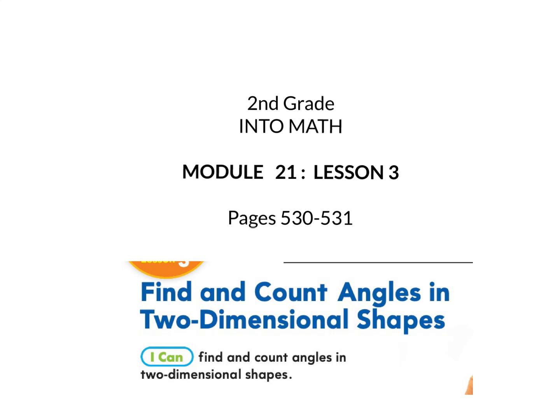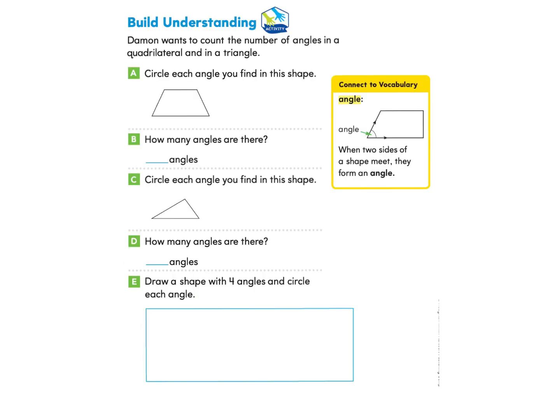This is second grade Into Math, Module 21, Lesson 3. Find and count angles in two-dimensional shapes. I can find and count angles in two-dimensional shapes. Please gather your workbook and a pencil and turn to page 530. We will start under Build Understanding.